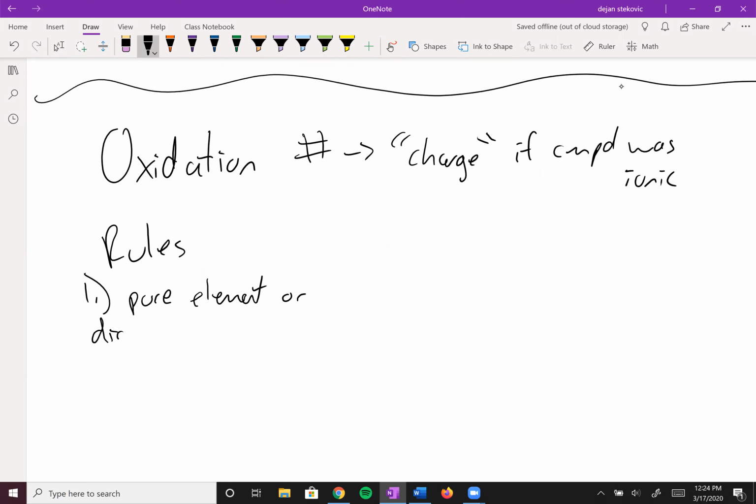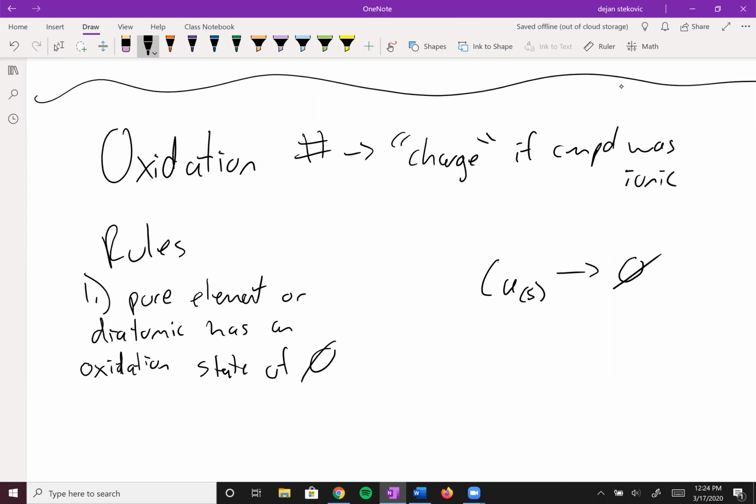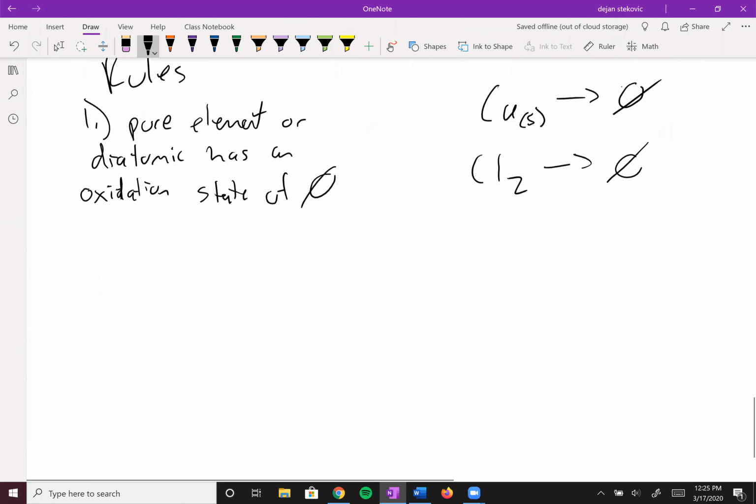is a element, or a pure element, or a diatomic gas has an oxidation state of 0, right? So if you have pure copper as a solid, that oxidation state is 0. If you have Cl2, that's a diatomic gas, its oxidation state is also 0.